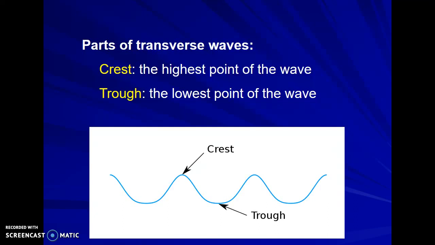So we have different vocabulary words that you need to know about a transverse wave. A crest, which is the highest point of the wave, and a trough, which is the lowest point of the wave. Another way to look at it is a crest is the top of the mountain, and a trough is the valley of a mountain.